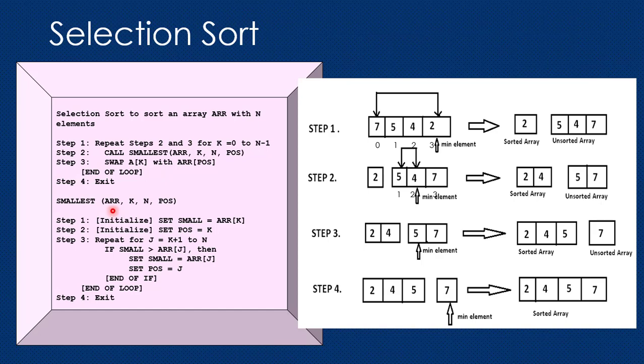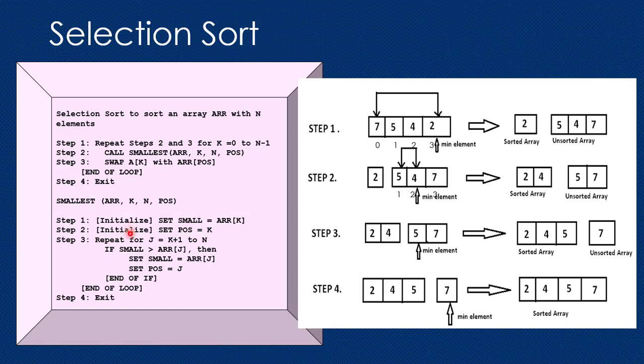What are the arguments that we have with the smallest function? You have ARR, which is nothing but the array name, and k is the index. n is the number of elements the array has, and pos is the position. It has to return the position of the smallest element, the one which has the smallest value. Now let us see this function.